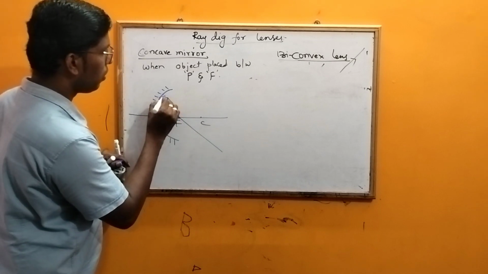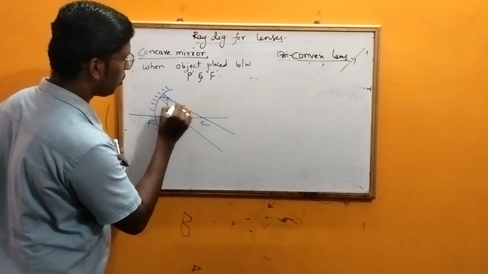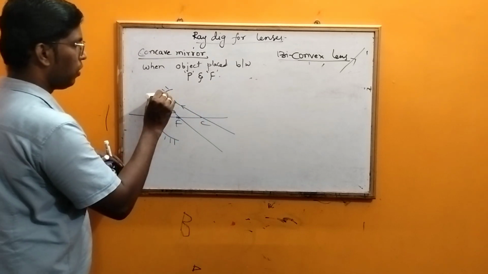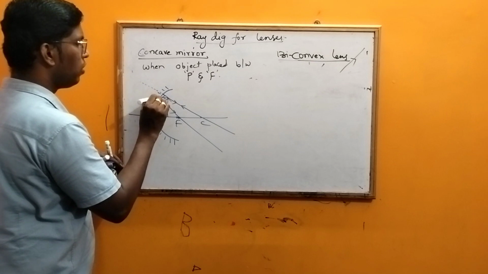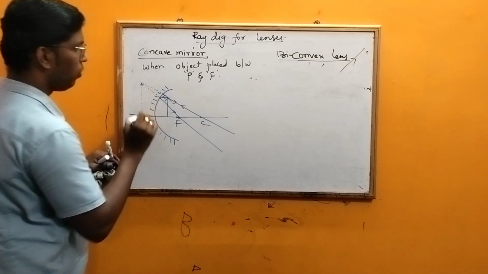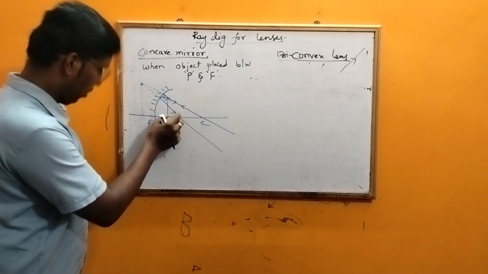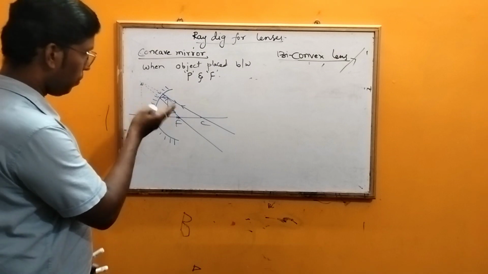Image formed when light ray passes center of curvature, after reflection it also passes. So here we got the virtual image in this case. Okay, so already I made a video. This is how we got. So when the object is placed between pole and focus point, we are getting the virtual image and behind the mirror.